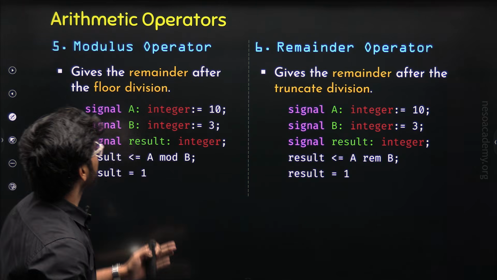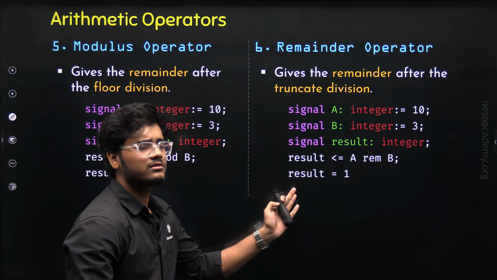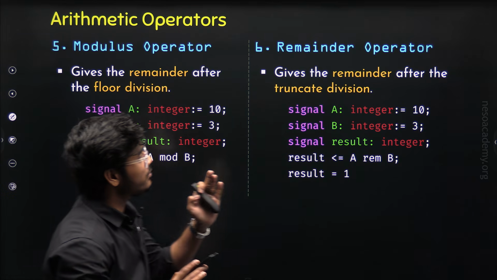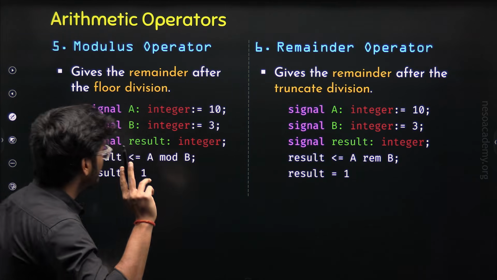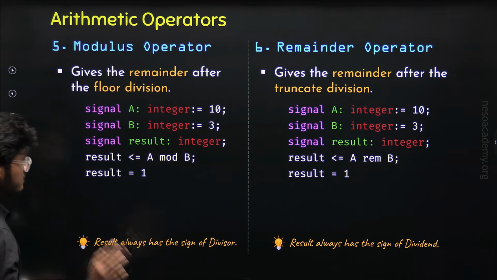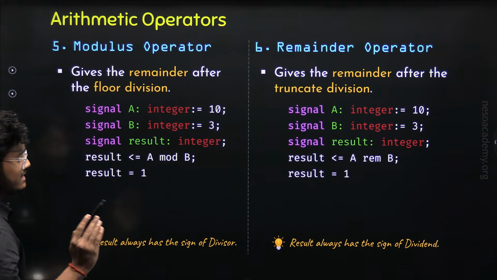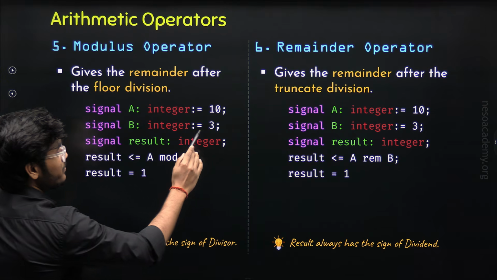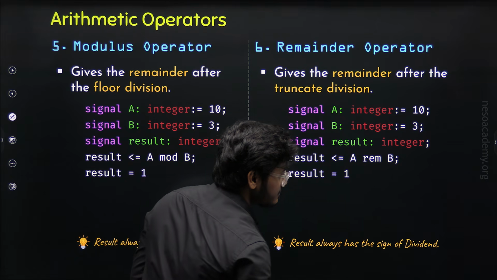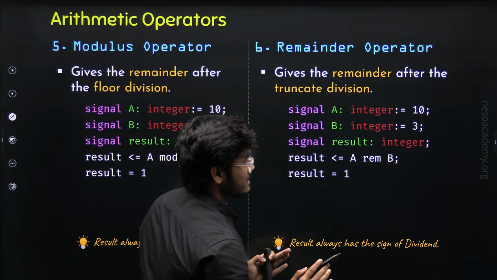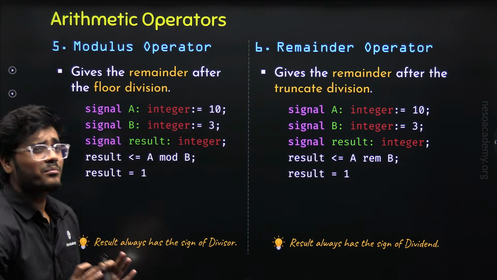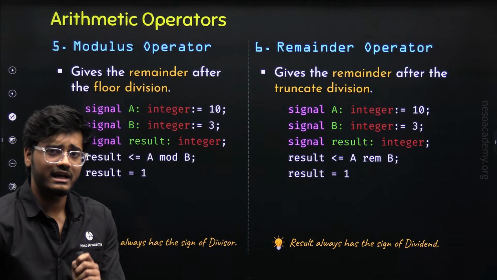Now, what is the difference between the modulus operator and the remainder operator? The modulus operator follows floor division, while the remainder operator follows truncate division. In floor division, the result always has the sign of the divisor. Means, here we can see the result plus 1 has the same sign as the divisor, plus 3. While in truncate division, the result always has the sign of the dividend. Here the result plus 1 has the same sign as plus 10, the dividend. Now, what is the main difference? Let's understand this using an example.